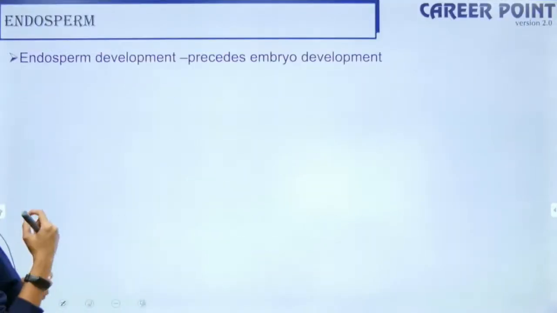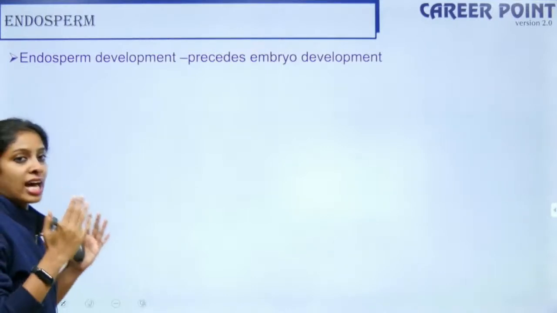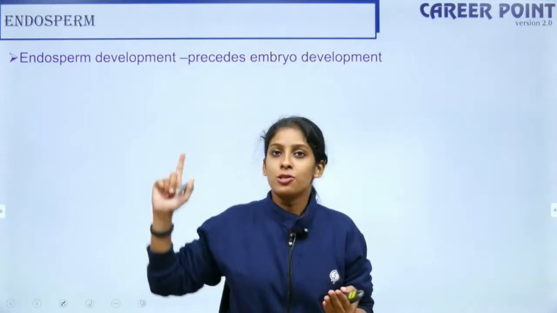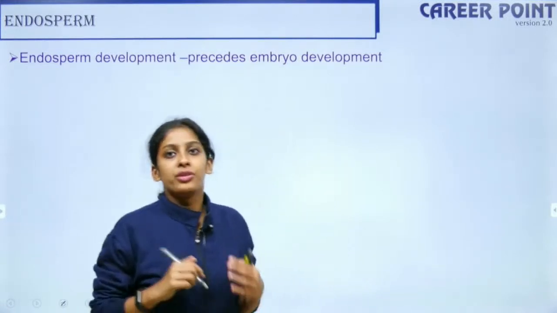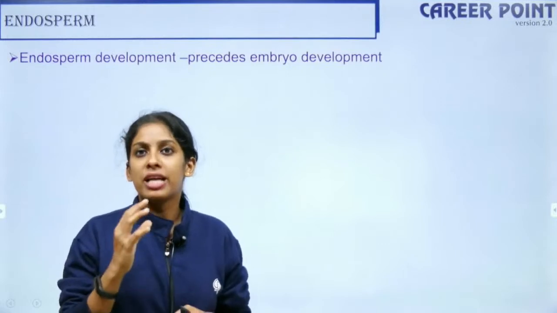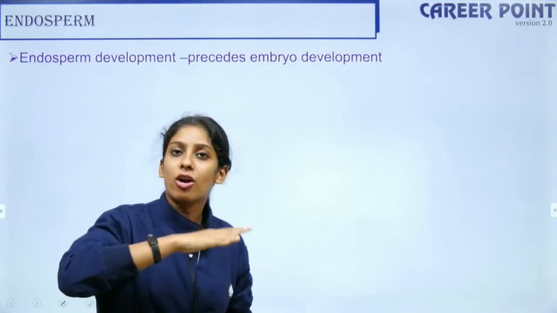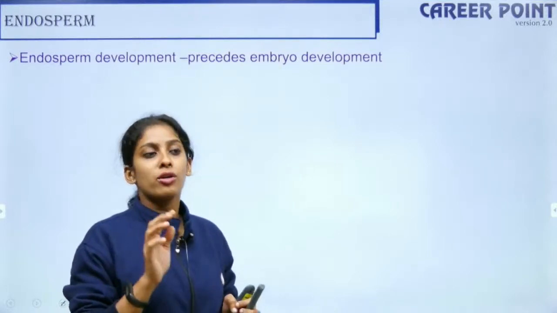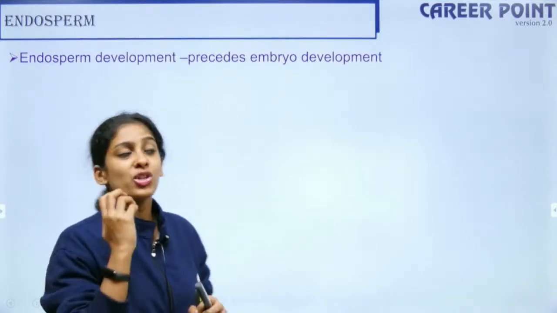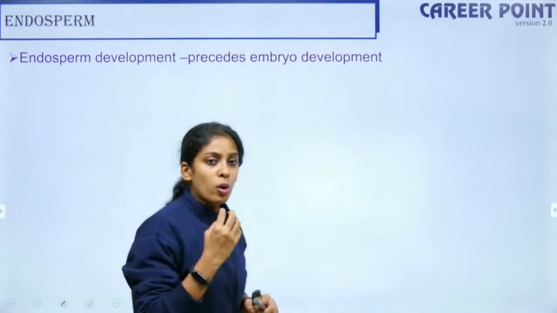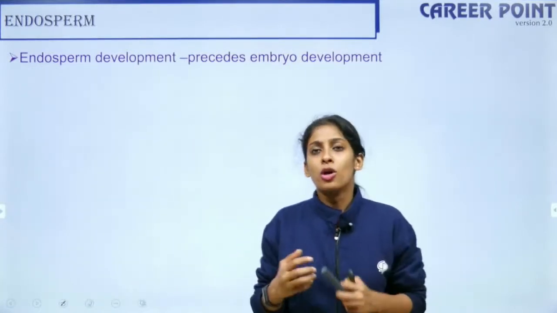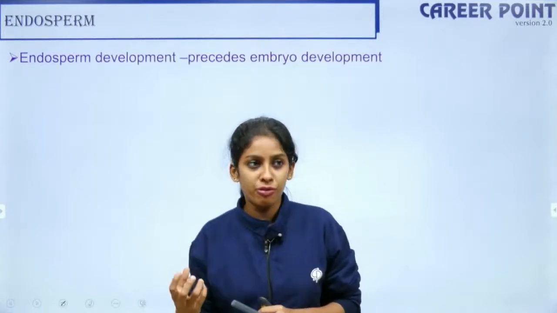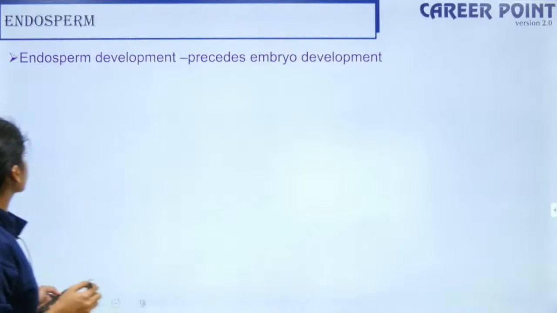So first let's talk about endosperm. So before the zygote develops into embryo, the endosperm development happens. So that is what is written on the slide. The endosperm development precedes the zygote or the embryo development, meaning it happens before the embryo development happens. Why should the endosperm develop first, or what is the role of endosperm? Why is the law of nature such that the endosperm has to develop first? So let's look into it.